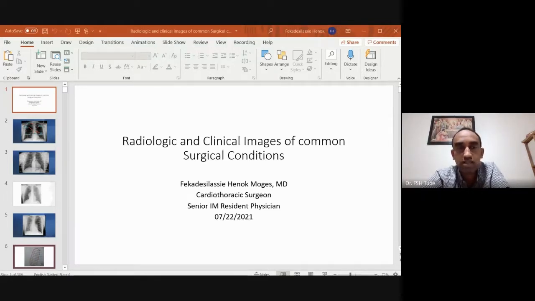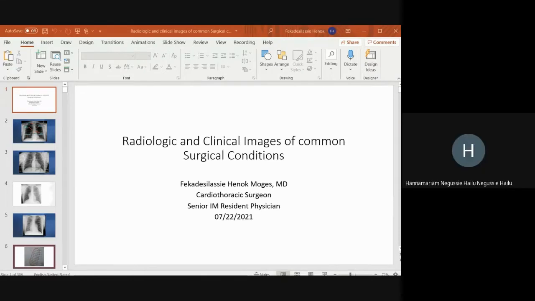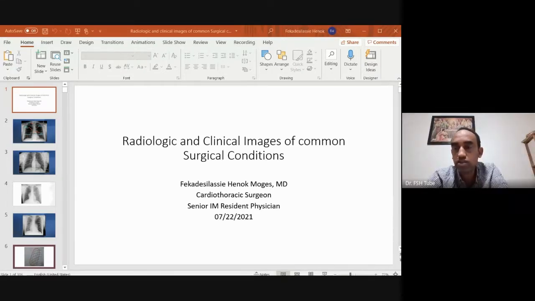We will be discussing radiologic and clinical images of common surgical conditions. There may be an overlap between specialties, like between general surgery and neurology, cardiothoracic and GI, GI and orthopedics, and things like that. I have tried to be as comprehensive as possible because I examined medical students for a couple of years before I moved here, and I have been teaching these lectures in Black Lion for many years. So pay attention. Let's start with this one.